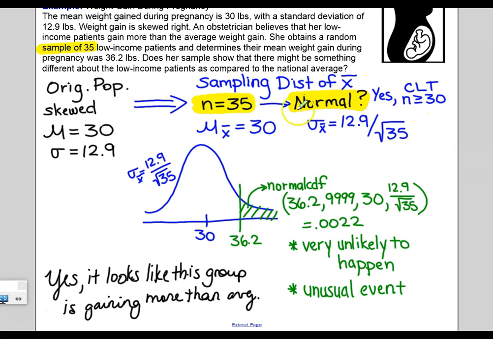And we would say yes, because we're taking 35 for our sample, and that is more than 30. So we will have a normal distribution in the sampling distribution. The mean comes from the population. It says the mean weight gained during pregnancy is 30 pounds with a standard deviation here of 12.9. Okay, so that's from the original population. So using that in addition to our sample size is how we would get our sample mean and then our sample standard deviation.